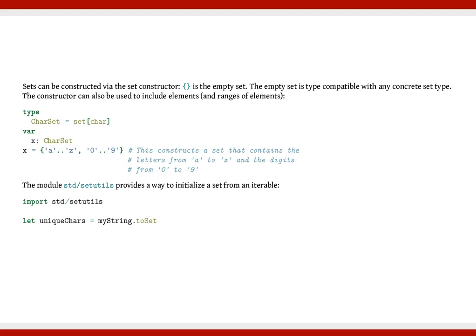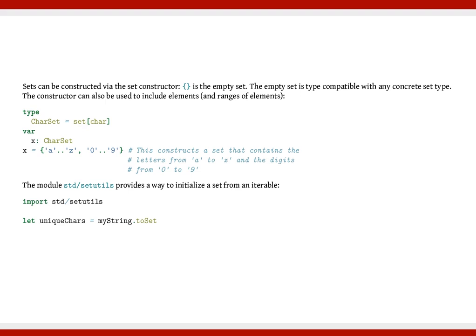Sets can be constructed via the set constructor. {} is the empty set. The empty set is type compatible with any concrete set type. The constructor can also be used to include elements and ranges of elements. type CharSet = set[char]; var x: CharSet; x = {'a'..'z', '0'..'9'}. This constructs a set that contains the letters from 'a' to 'z' and the digits from '0' to '9'.